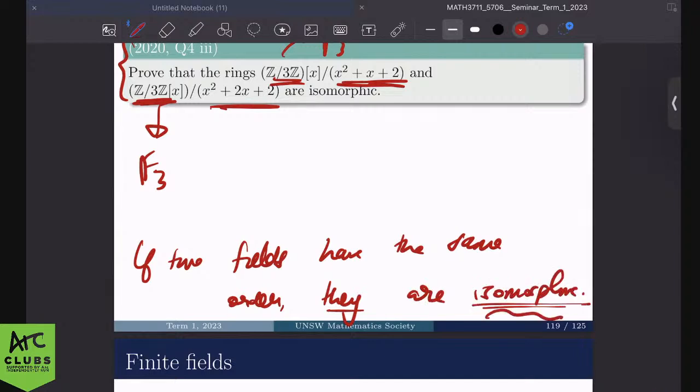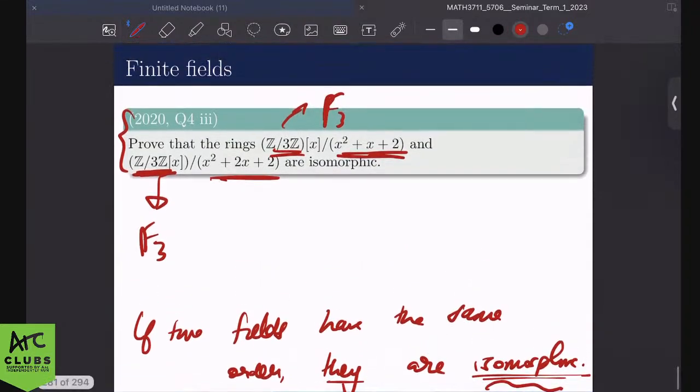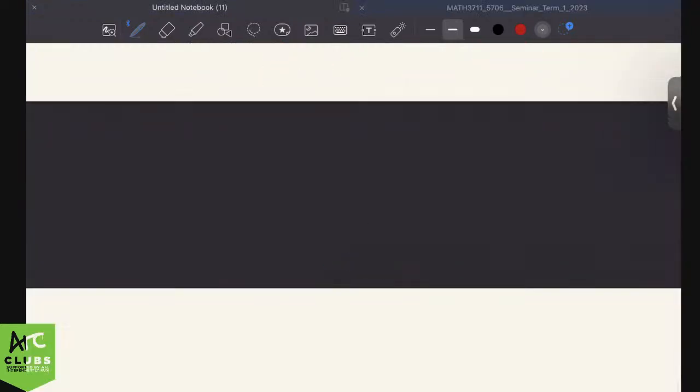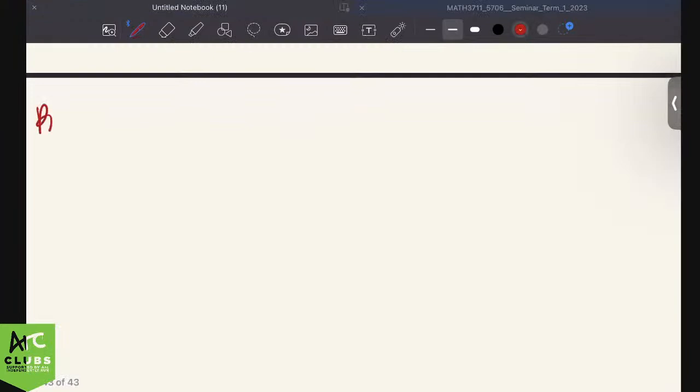Okay. So let's do this over here. All we need to do is prove that this is a minimal polynomial. If we can prove that these are minimal polynomials, then we've proven that they are both fields. And if we can show that they're the same degree, which they are, x squared, then we'll show that they're both order 3 squared equals 9. Okay. So let's prove that x squared plus x plus 2 is irreducible.